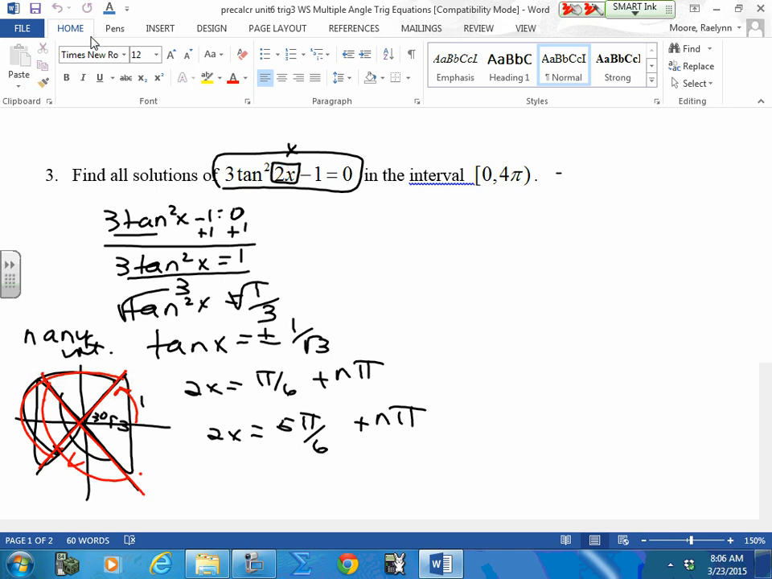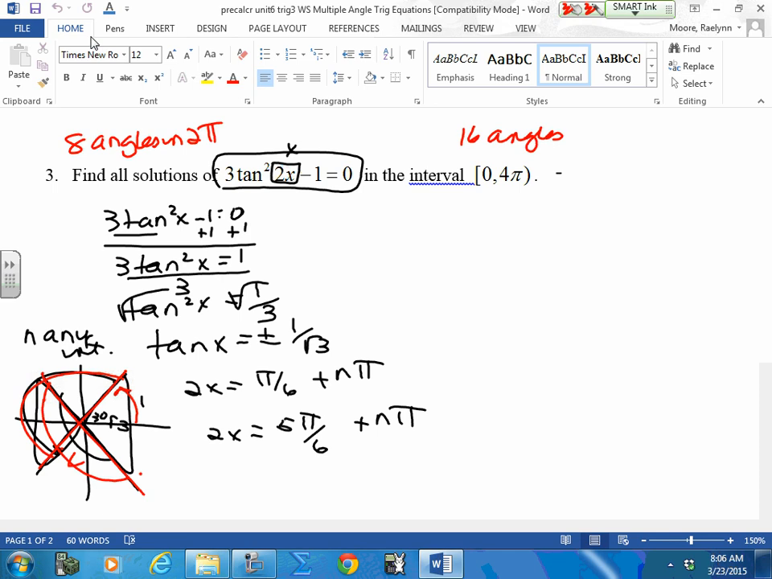Now I'm going to put the 2 back in here for the multiple angles. If I found 4 angles in 2 pi, and I'm going to have to double this, how many angles should I get in 2 pi? 8. I should get 8 angles in 2 pi. How many angles should I get in 4 pi? 16 angles. Sounds like a lot, but once you get your pattern, all you're doing is adding, adding, adding.